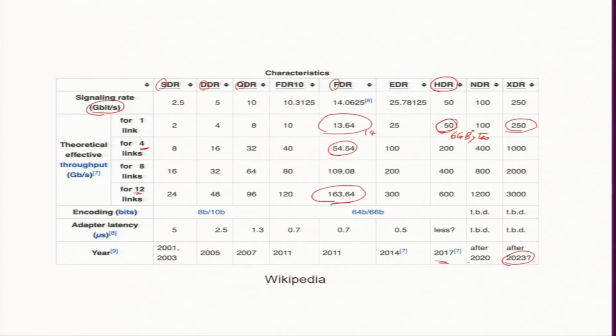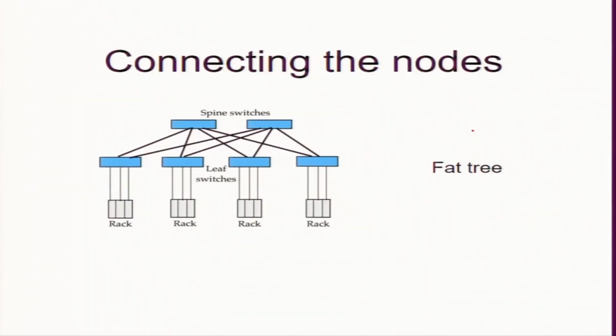Do not go to 2 nodes if you can avoid it. That is why in modern machines you put more and more GPUs in a single node and put more RAM. So, you can do your work within a single node, great. Okay, now connecting the nodes.